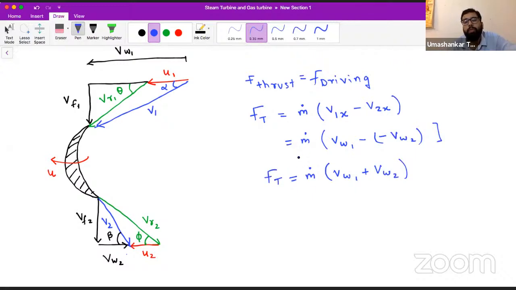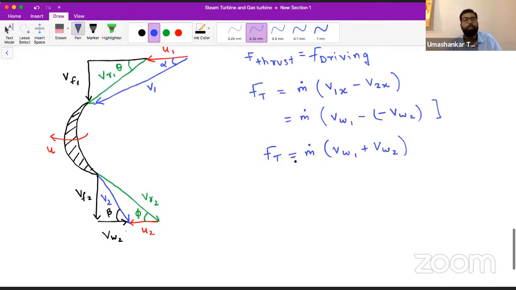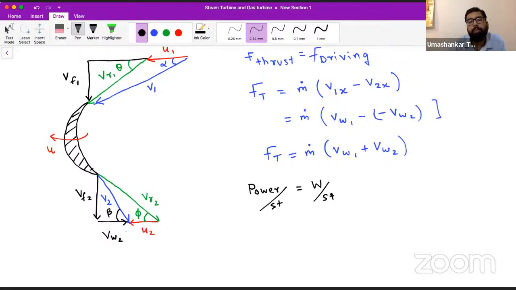This is coming out to be VW1 plus VW2. So for the thrust force or driving force, if we have to calculate it, we require VW1 and we require VW2. Yes or no? So if I have to find now the power generated or the work done per second per stage, sometimes m dot is given as 1 kg per second. Power per stage, work done per stage, all are the same thing, but you have to take care about the units. We know the power is nothing but force into velocity. So we can say m dot into VW1 plus VW2 into U.